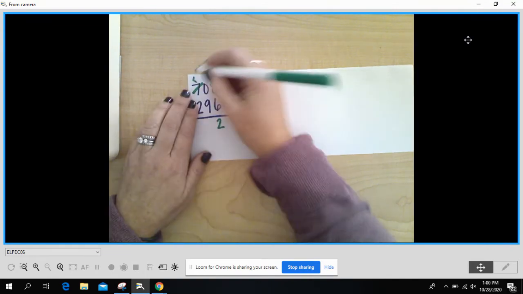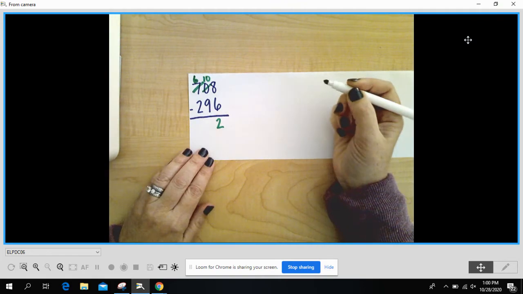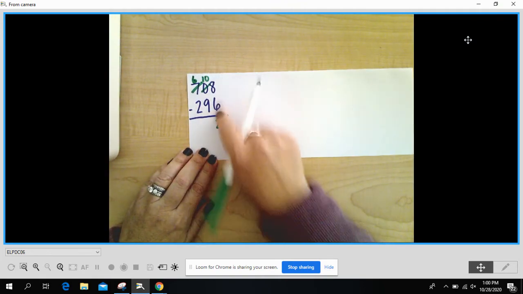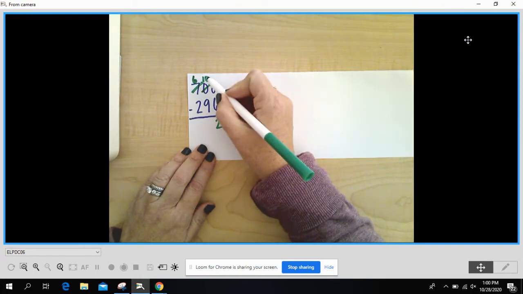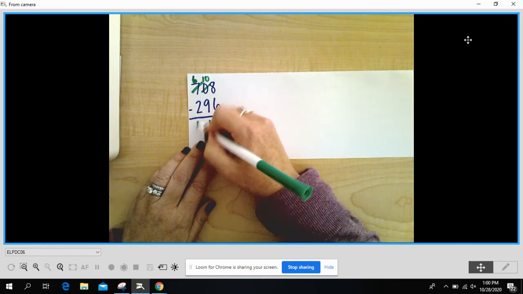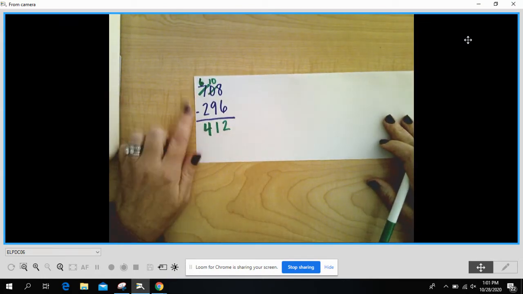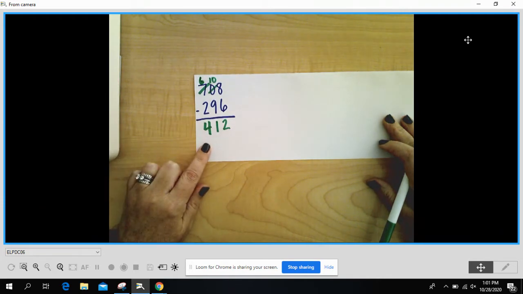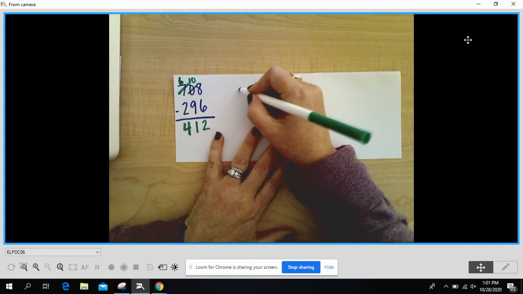This becomes a 6, and this becomes a 10. And I was already able to do my ones, so I can just do my subtraction. 10 minus 9 is 1, and 6 minus 2 is 4. So we have found that the answer to 708 minus 296 is 412, and that's with a 0 within the number. So let's do it this way as always.